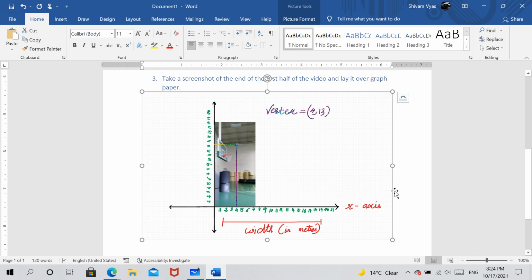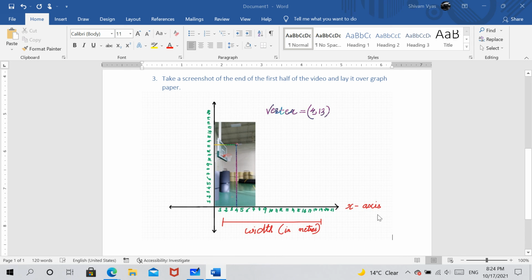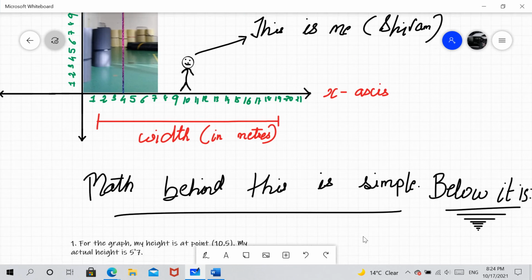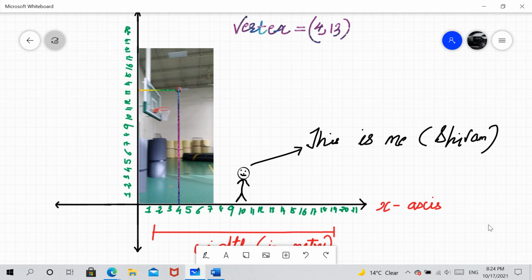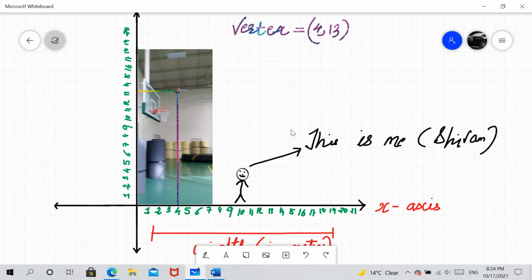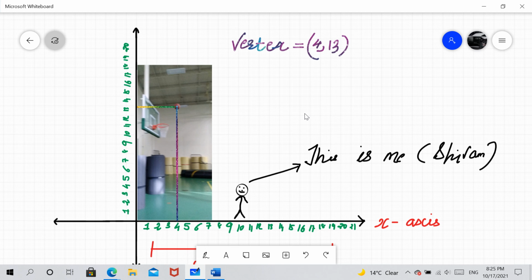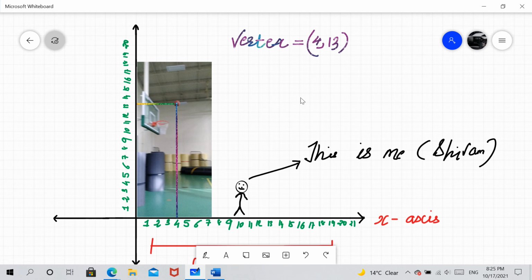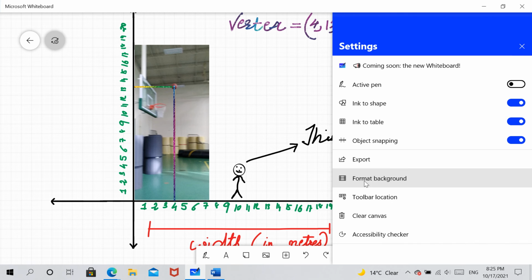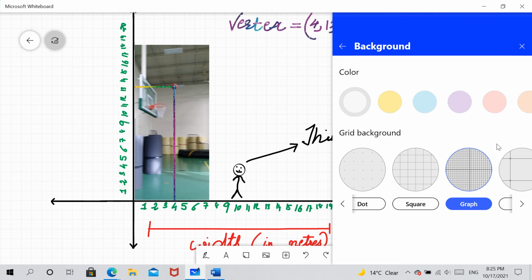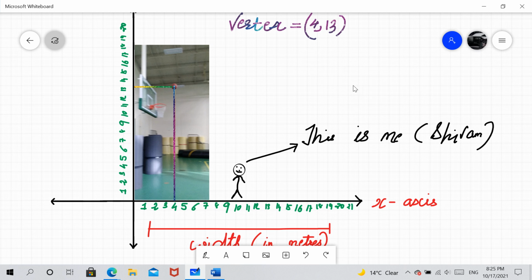I have the image over here, but to make it bigger, I'll bring that down here. So this is the image that I was talking about. It's on the Microsoft Whiteboard. Shout out to Microsoft Whiteboard for helping me out. And the background, I changed it with format background and it's graph now. So that's a really cool thing about Microsoft Whiteboard.